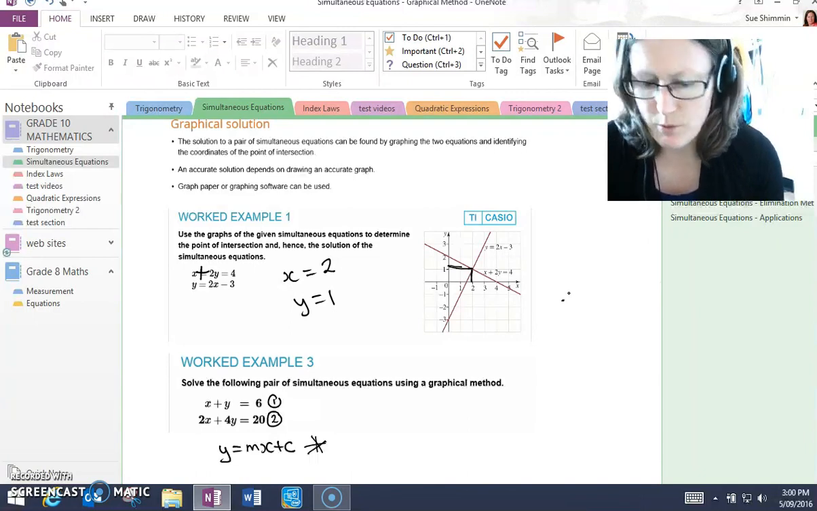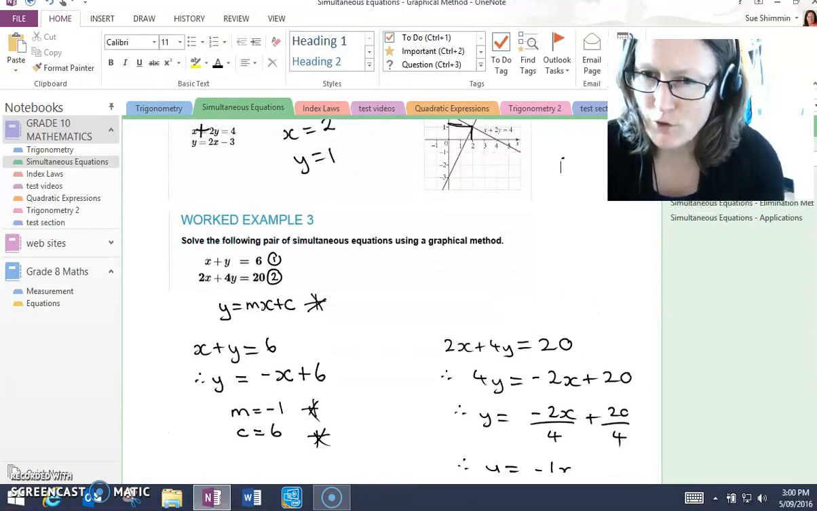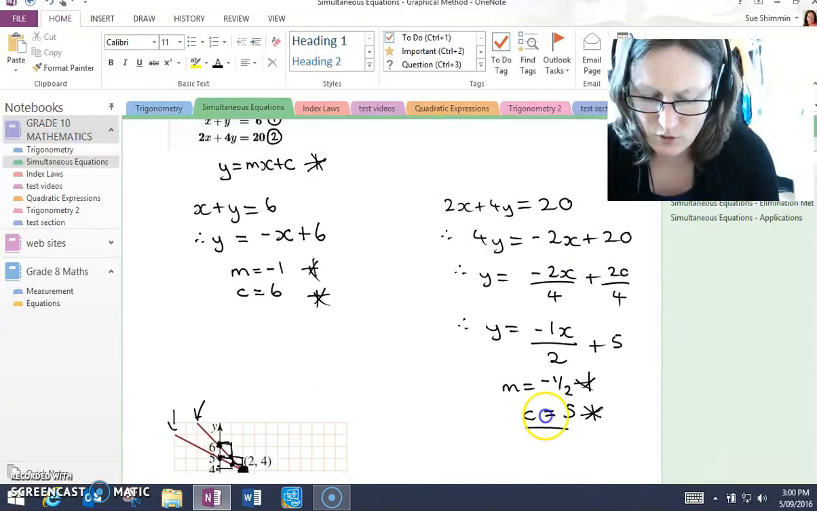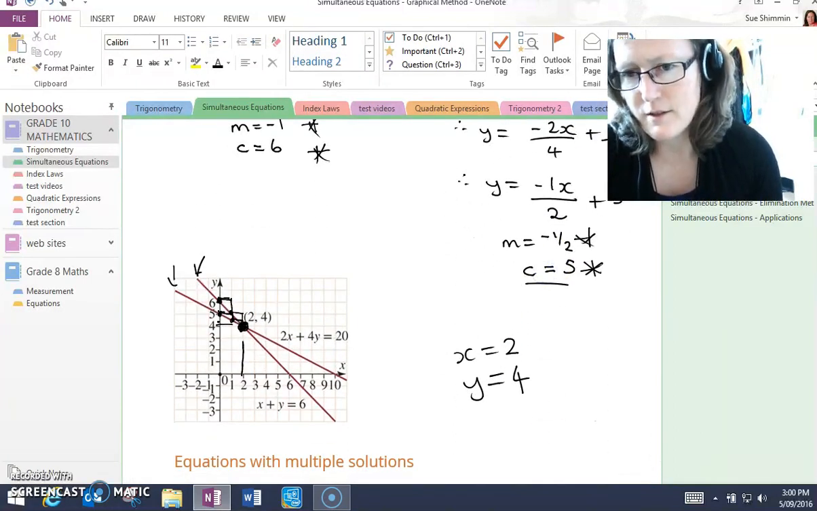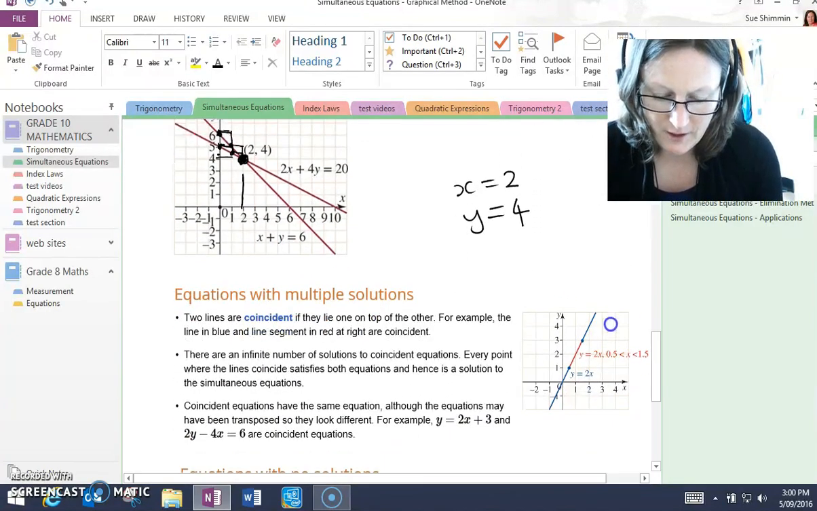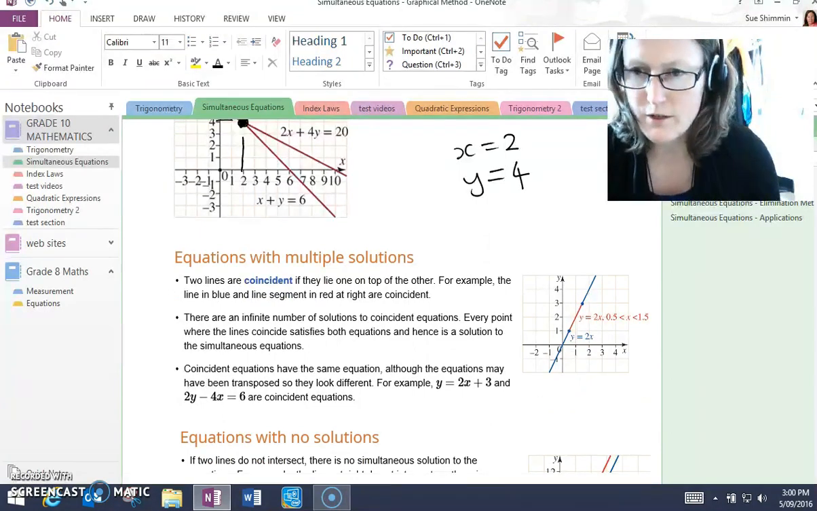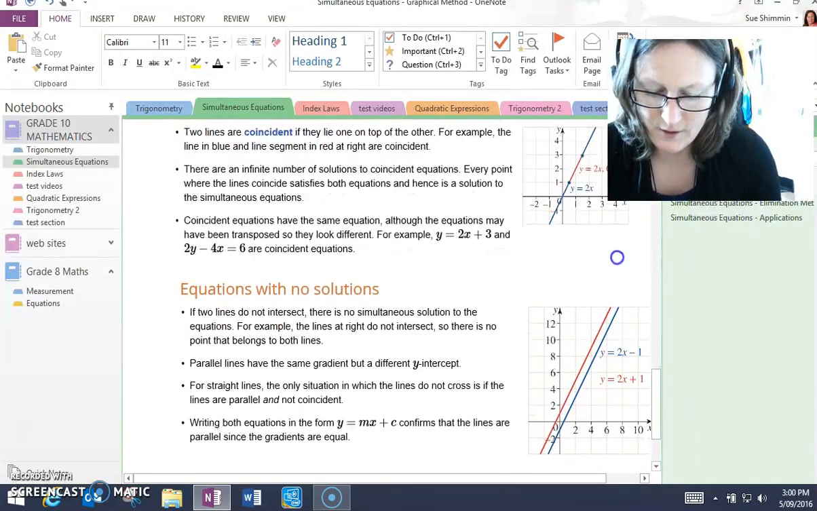Alright, that's a pretty basic question. The next one, you actually have got to sketch the lines and then tell me where they intersect for the solution. Okay, your textbook talks about equations with multiple solutions and equations with no solutions.